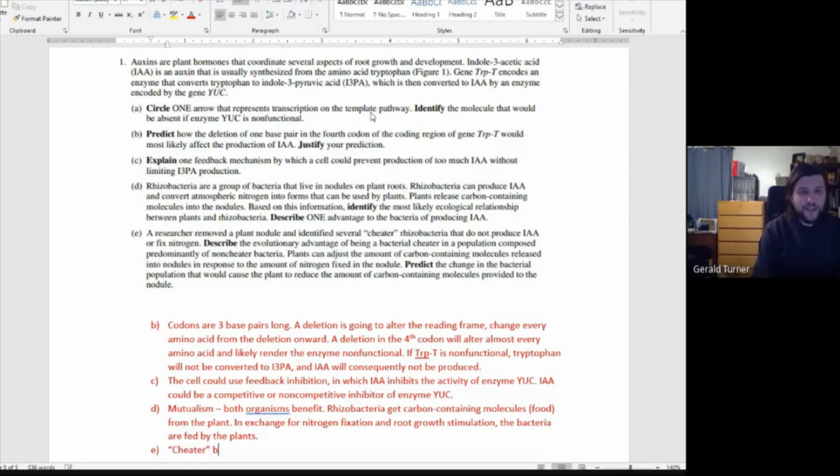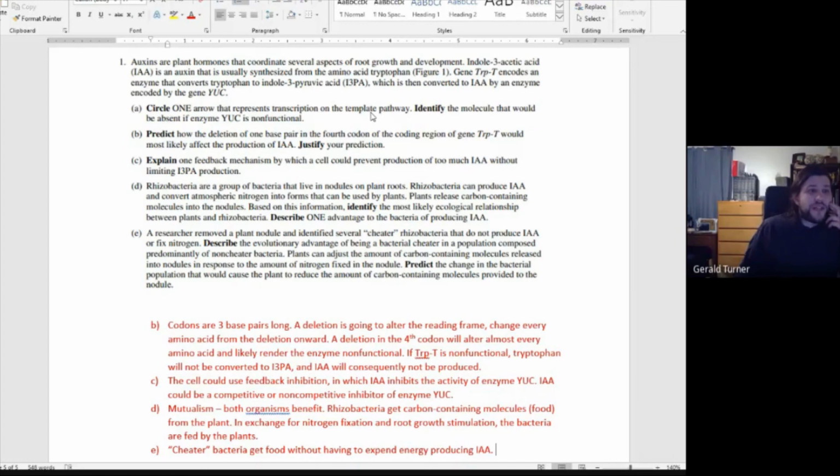The cheater bacteria gets food without having to expend energy producing IAA. So anytime you can save energy as an organism, that's more energy that it can then spend on reproduction or something else. So any place where they can cut corners and spend less energy is good for them. So these cheater bacteria have an advantage because they get a free ride here.